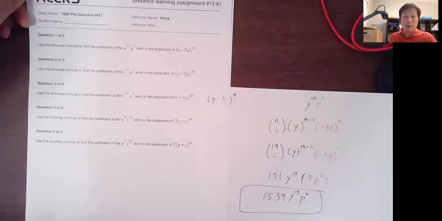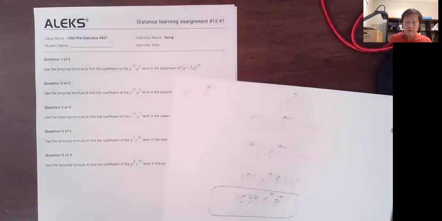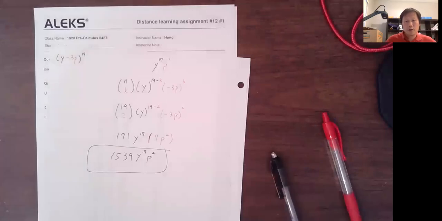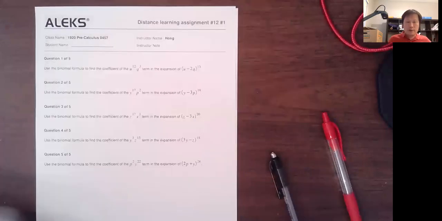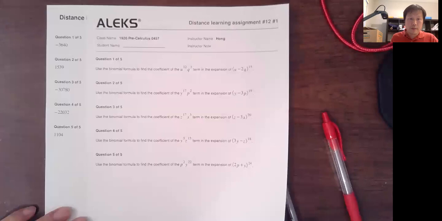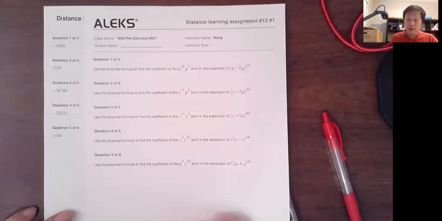I hope this helps your understanding of the binomial theorem or binomial formula. So try the rest of it here. Try the rest of it. Pause it. Try it. Here are the answers. And you should be ready for IELTS assignment 12.